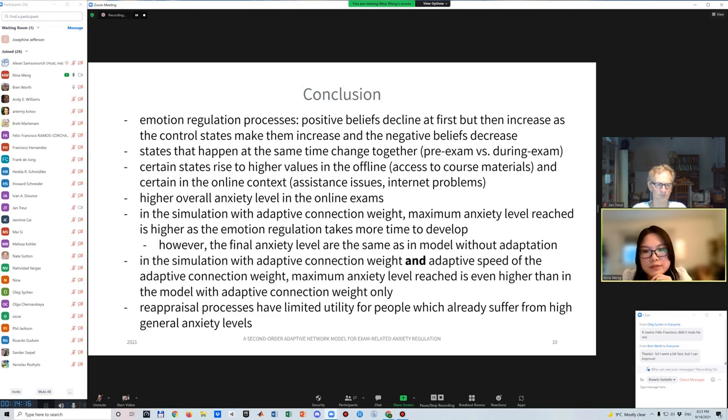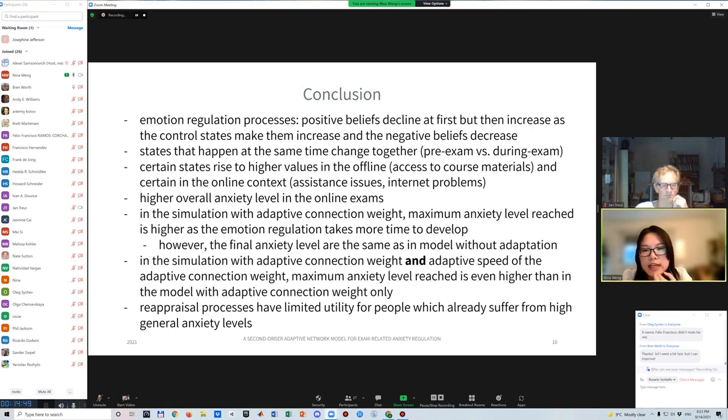Also, we observed that in all simulations, pre-exam states changed together, and during-exam states changed together too. The states which could be prevalent in online contexts, for example, the issues with receiving assistance when needed, rise to higher values than in the offline one, and the other way around. We can also see that the anxiety levels are higher in online exams than offline exams.